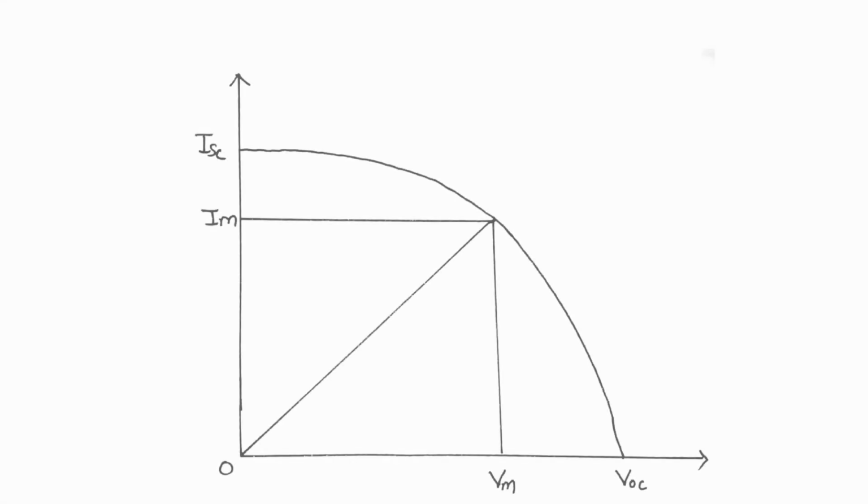So here is the graph which will be obtained from the readings. ISC is the short circuit current, VOC is the open circuit voltage, IM and VM are the maximum values of current and voltages.